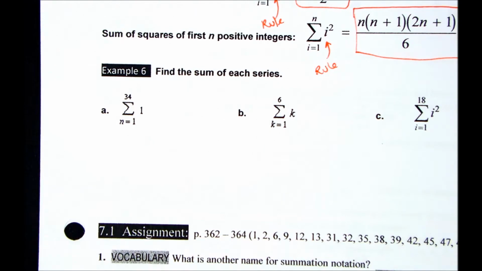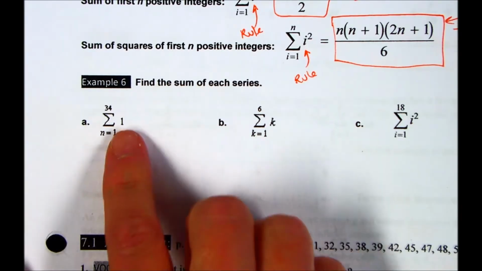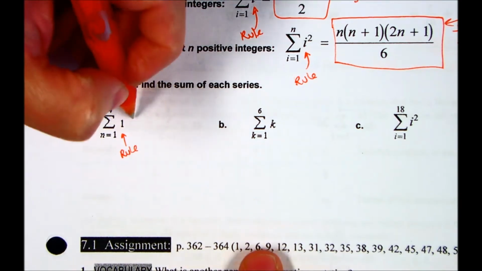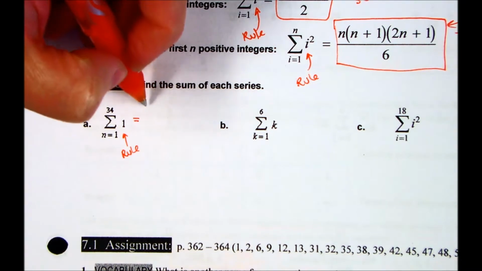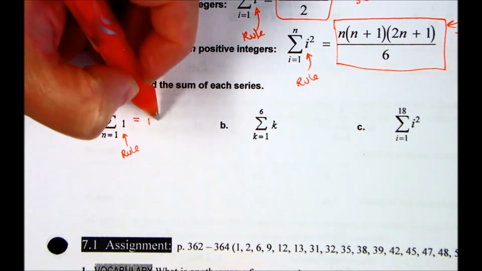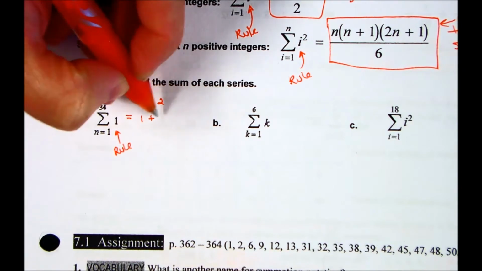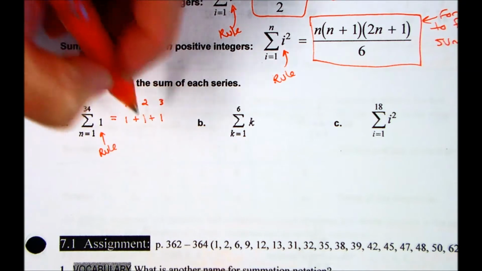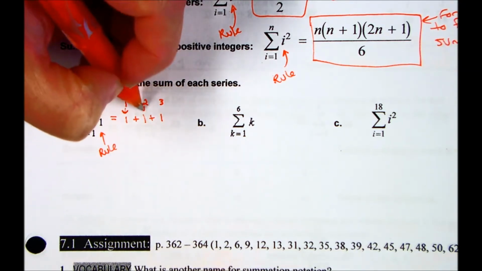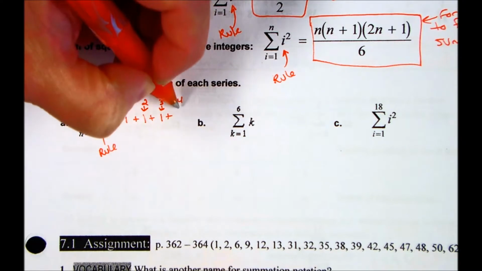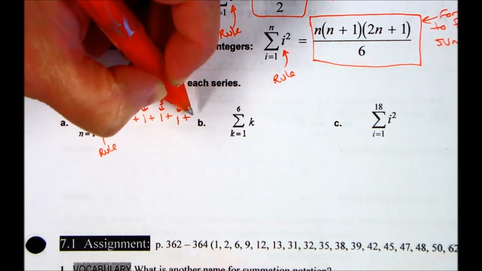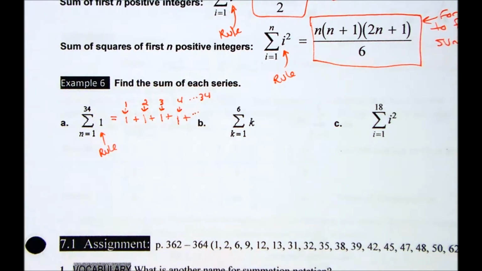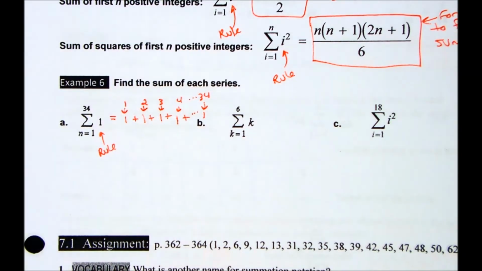So in this example here, A, the rule is basically 1, which means the first term in the sequence is 1. The second term in the sequence is also 1. The third term in the sequence is 1 again. The fourth term in the sequence is 1. So we're going to keep adding 1 over and over again until we get 34 ones added together.